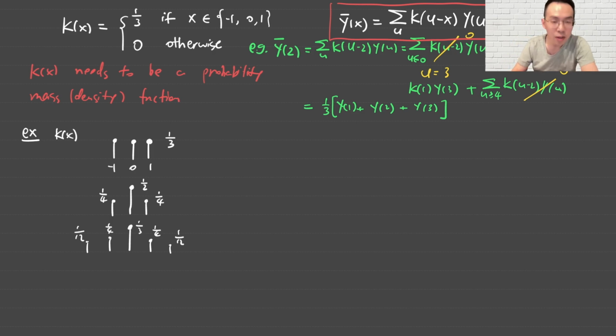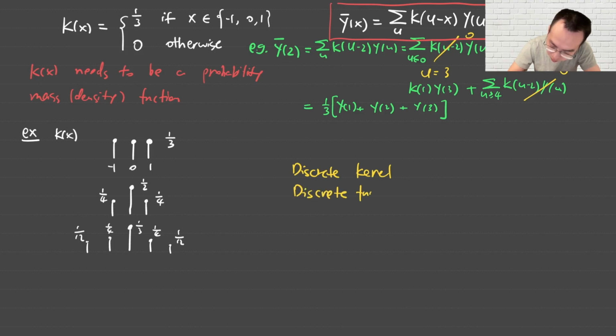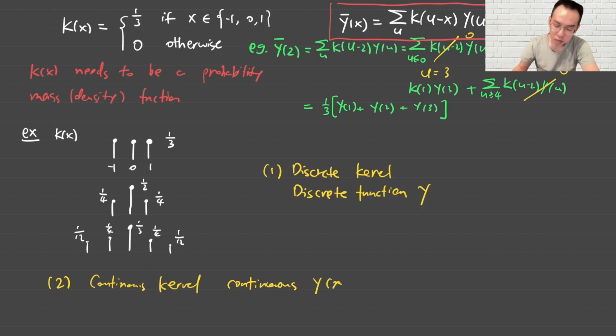Okay, so now let's think about what happens if we have a continuous kernel and a continuous function. For this current example, I should emphasize this is a discrete kernel and a discrete function y. And that is the first case. The second case we're going to look at is a continuous kernel and a continuous function y of x. So let's do that.